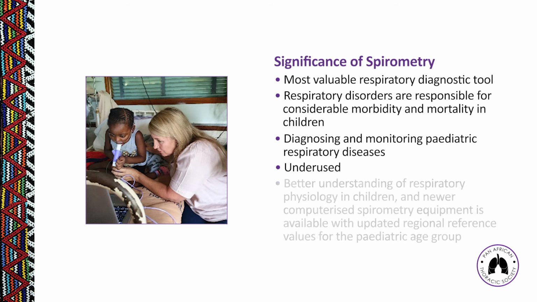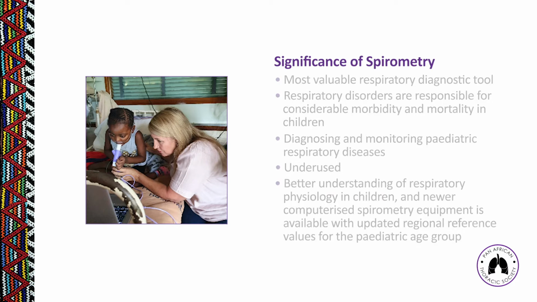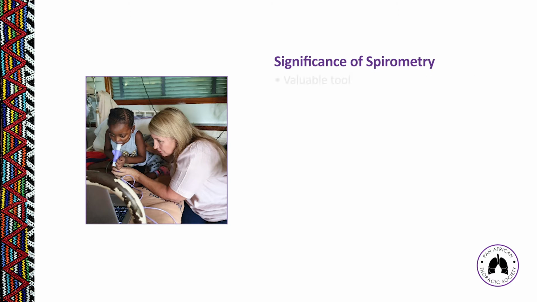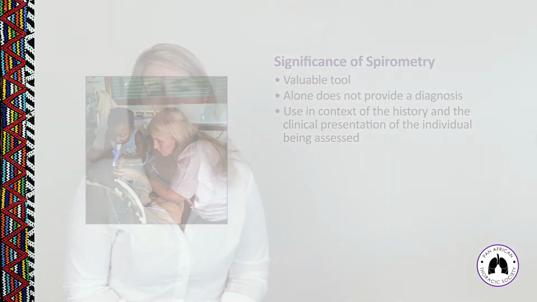We now have a better understanding of respiratory physiology in children, and newer computerized spirometry equipment is available with updated reference values for the pediatric age group. Although spirometry is a valuable tool, alone it does not provide an etiological diagnosis and should be taken in the context of the history and the clinical presentation of the individual assessed. So what we're saying here is that you never use a spirometry test on its own to make a diagnosis on a patient. It is used as one of the tools in a respiratory assessment to make a diagnosis.